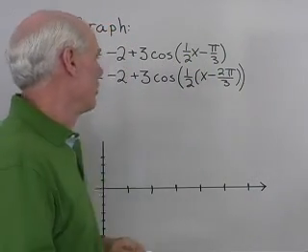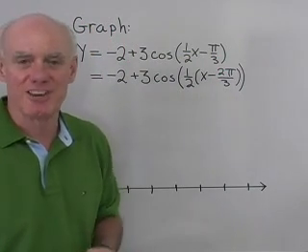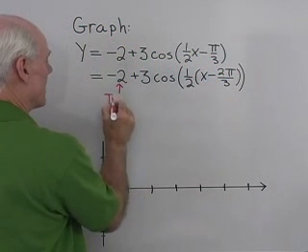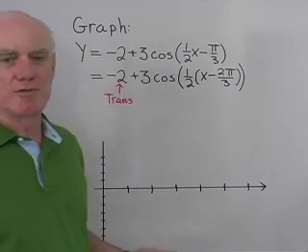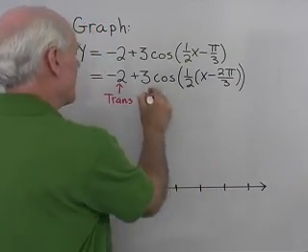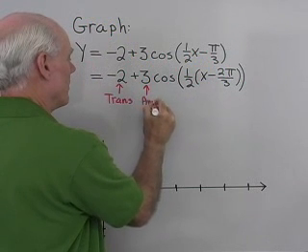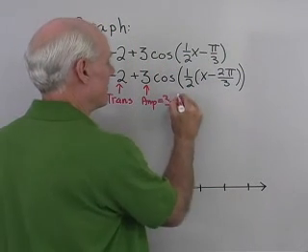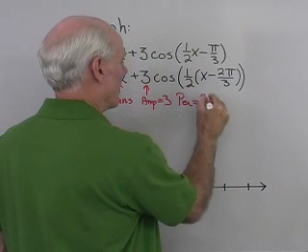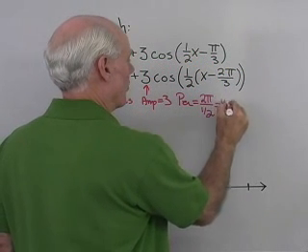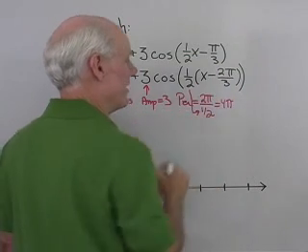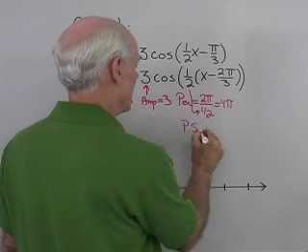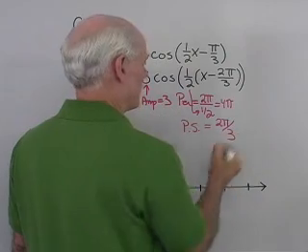So when I write it in this form, it's easier to identify some of the characteristics of this graph. So for instance, I'm going to have a vertical translation down 2 units for all the points on this graph right here. I'm going to have an amplitude of 3. I'm going to have a period of 2 pi divided by 1/2, which is 4 pi. That's from that number right there. And then I'm going to have a phase shift of 2 pi over 3. So phase shift equals 2 pi over 3.